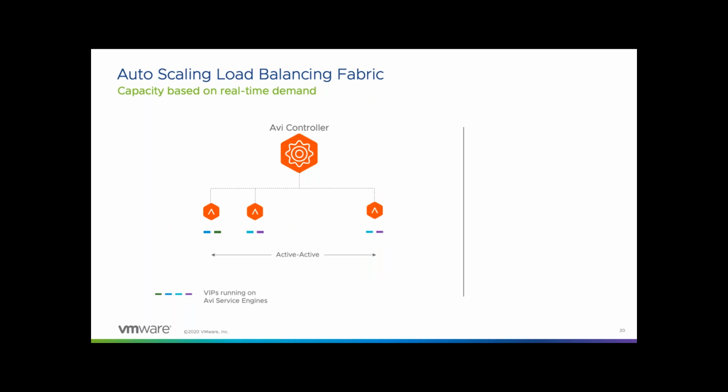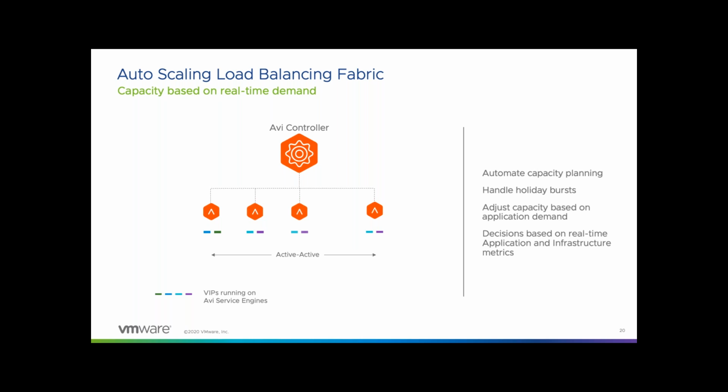The other aspect of scalability that we'd like to highlight is the auto-scaling nature of the load balancing fabric. The controller is constantly analyzing application telemetry in real time and takes decisions to either scale out or scale in capacity. What this means is there's no need to do holiday burst planning. There is no need for capacity planning.